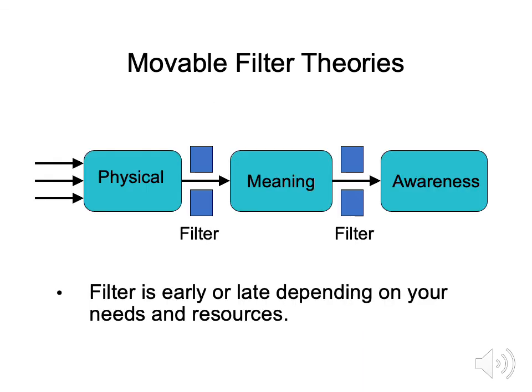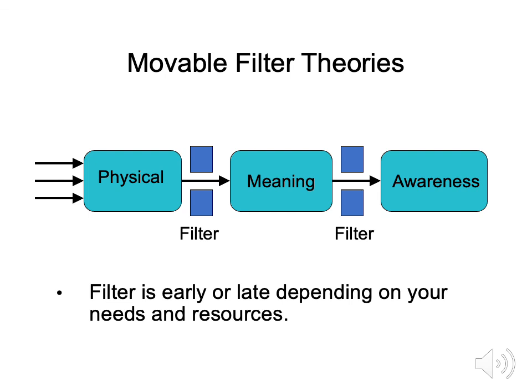The movable filter theory is a model that takes parts of each of the models that we've discussed. This is an attentional model where the filter can be chosen to be either early or late in the processing stream, depending on the needs and resources, so depending on the task or your goal-directed behavior. In this model, unattended stimuli are analyzed for physical characteristics. Then we choose to allocate our attention to some material, or allocate our attention mostly to the material, and switch periodically to the other material.